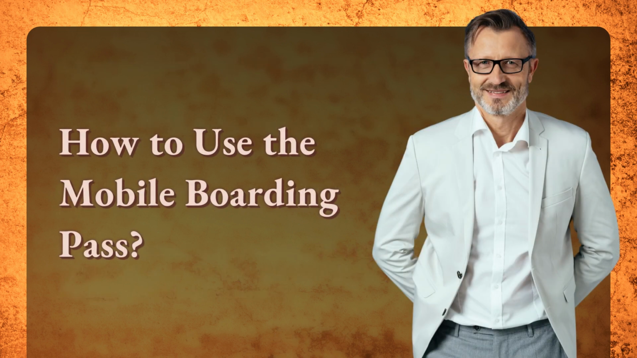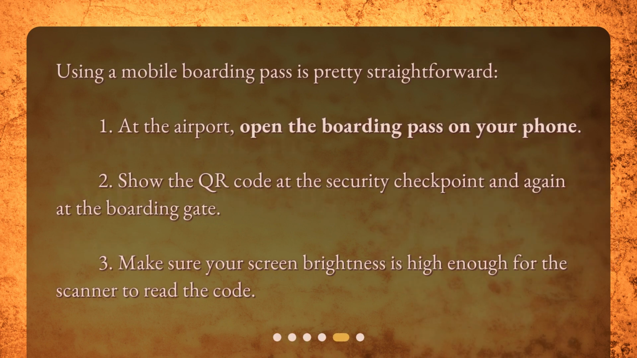How to use the mobile boarding pass? Using a mobile boarding pass is pretty straightforward. 1. At the airport, open the boarding pass on your phone. 2. Show the QR code at the security checkpoint and again at the boarding gate. 3. Make sure your screen brightness is high enough for the scanner to read the code.